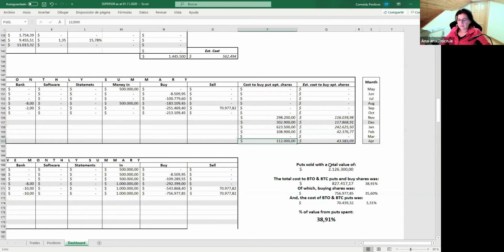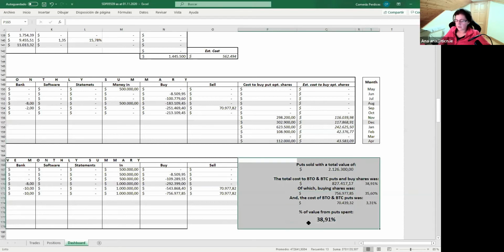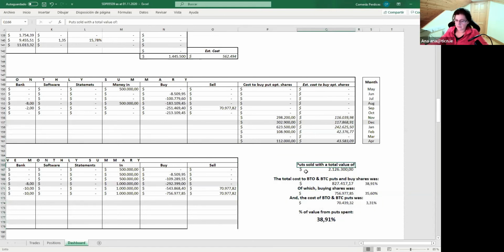However, looking at the past, we can see this summary here, which is very interesting. What has happened in the past? Well, if we get all the puts that we've sold in the past, until today, we sold a total value of over 2.1 million. Meaning that if all those puts sold until today, 1st of November, were exercised, we would need 2.1 million to buy all those shares, right?